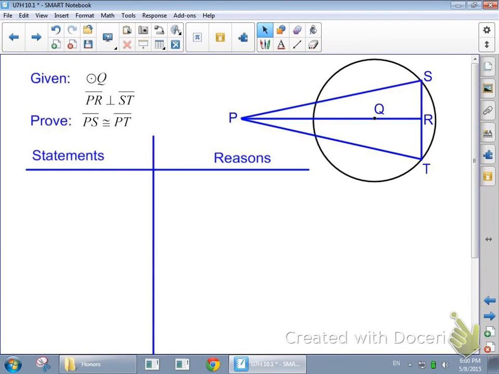So now in this unit, we're going to be getting back to proofs. I've got 2 proofs to go through here. We'll see how I do on this little video. So the first statement here is that I have circle Q, and I know that PR is perpendicular to ST. So I'm going to write that down as my given, and I'm also going to go ahead and label it on the picture, because that helps me go through the proof. So I know that PR is perpendicular to ST.